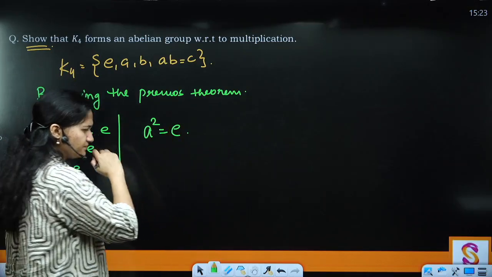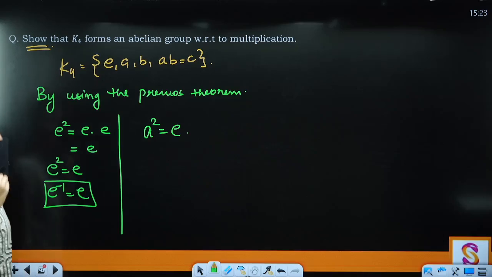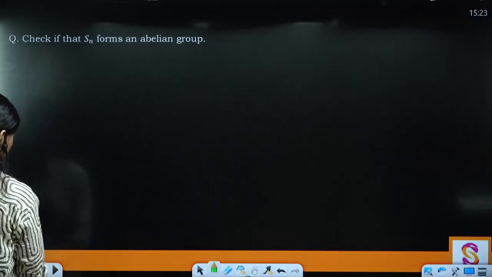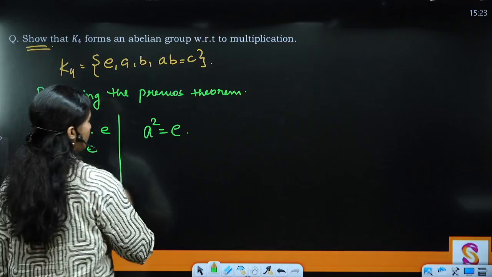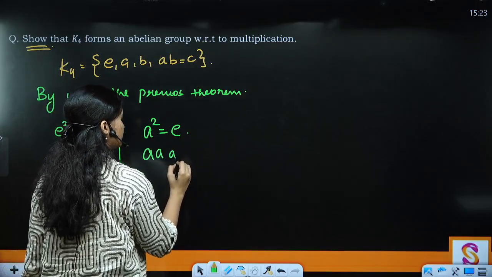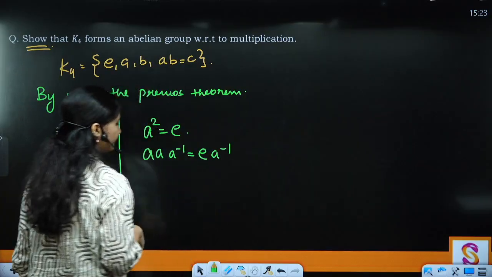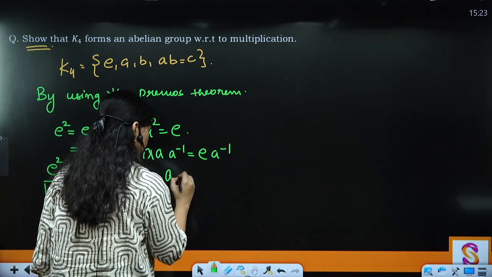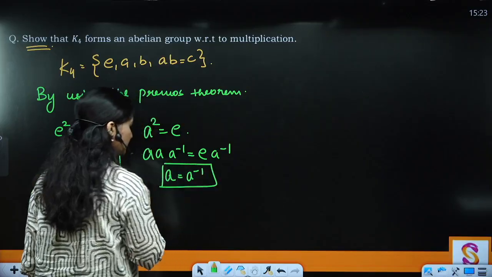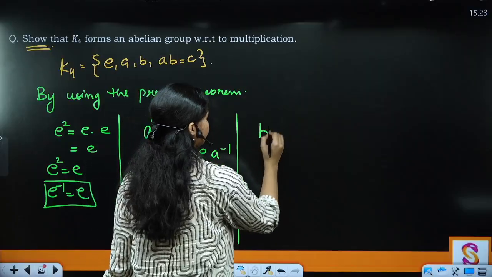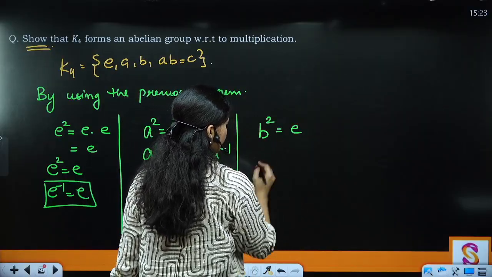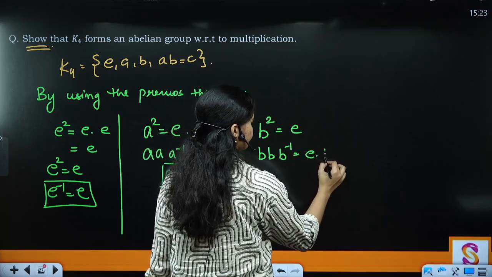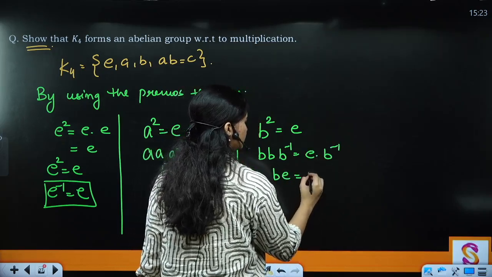So A square equals E. Now if I multiply by A inverse on both sides, what am I going to get? A dot A inverse is going to be what? E, right? So this is going to give me A equals A inverse. Similarly, I can prove for B square. So this is going to be E, so B equals B inverse.